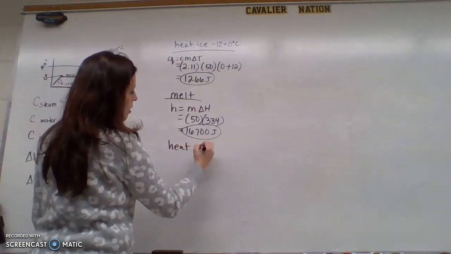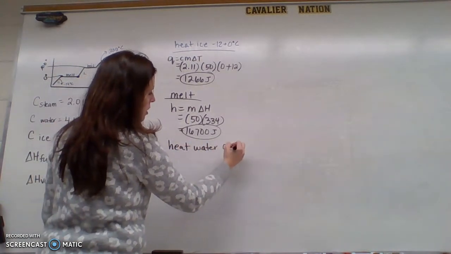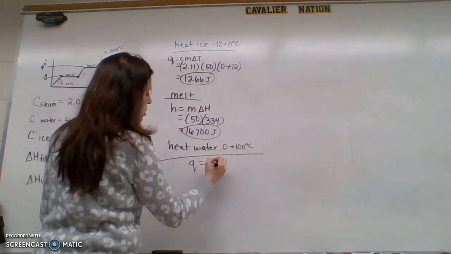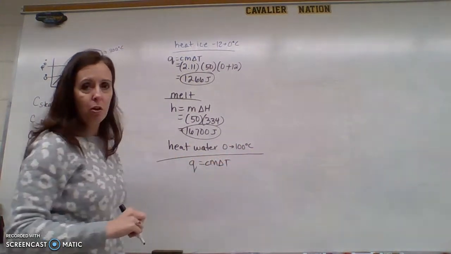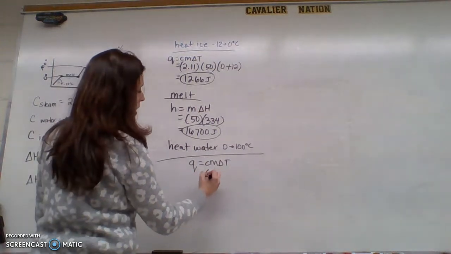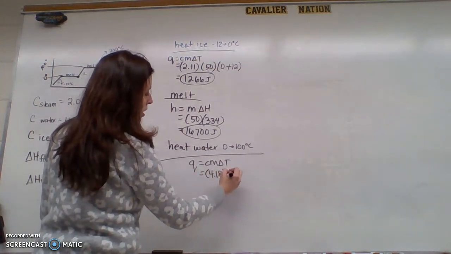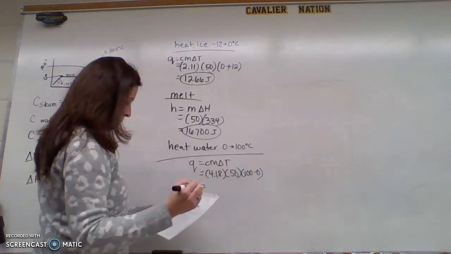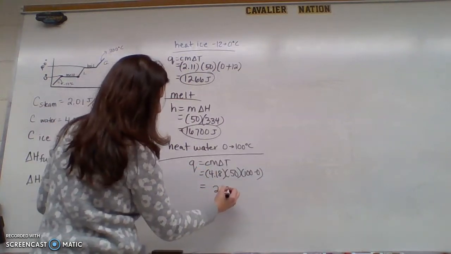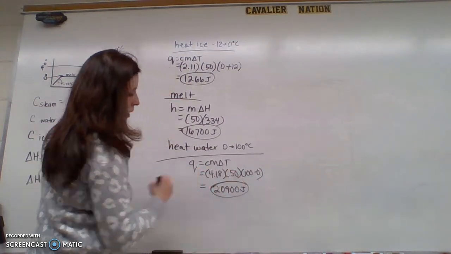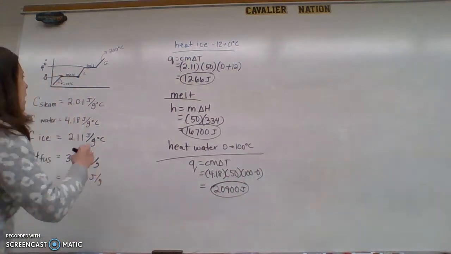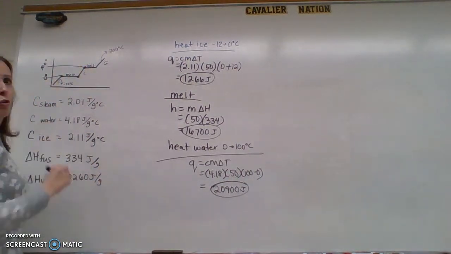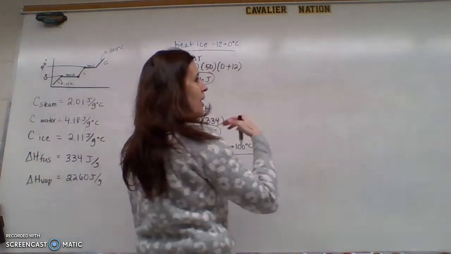So heat water, 0 to 100 degrees, all right? I am not changing state. I'm just heating water. So Q equals Cm delta T. Specific heat of water, mass of the water, change in temperature, put it in my calculator. There we go. So right now, I'm here. I have all my water at 100 degrees. I'm ready to boil it.